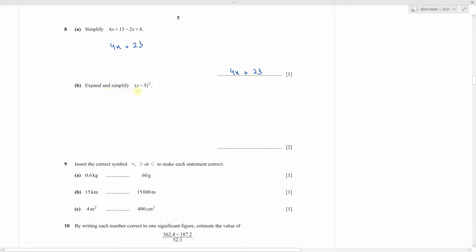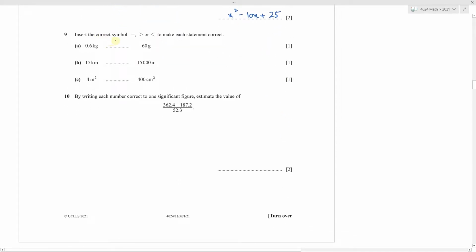Part B is expand and simplify (x minus 5) whole square. So this will be x square minus 2ab, so 2 into x into 5, because this is minus here, and then plus b square, which is 5 square. So this will be x square minus 10x plus 5 square is 25. So x square minus 10x plus 25.